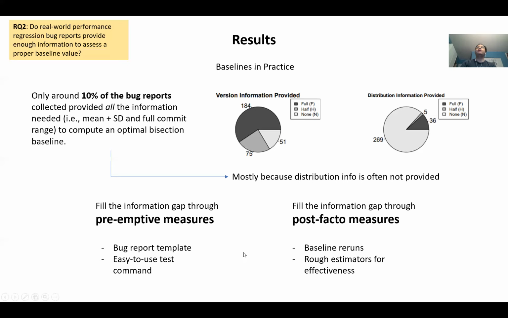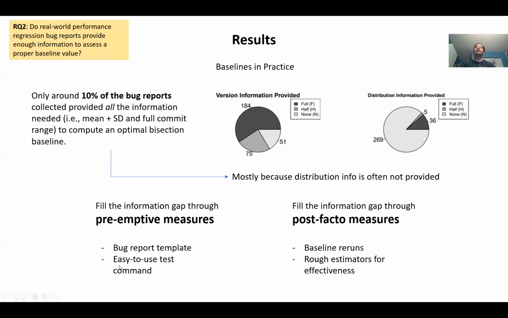So on one hand, you can do some preemptive measures. For example, one of the recommendations that I included in the paper is to include a bug report template, which essentially forces the user to fill in certain parts of the bug report or certain information in the bug report.